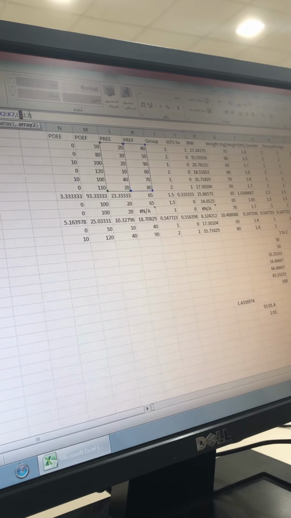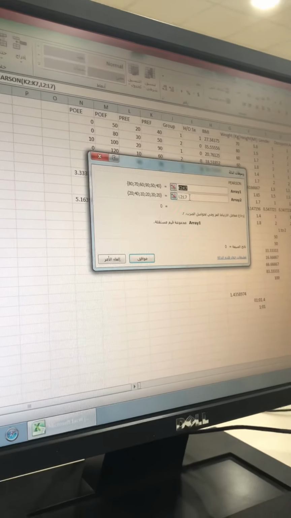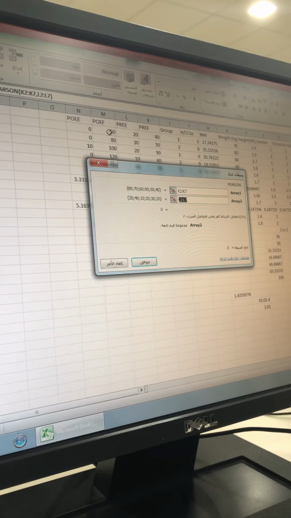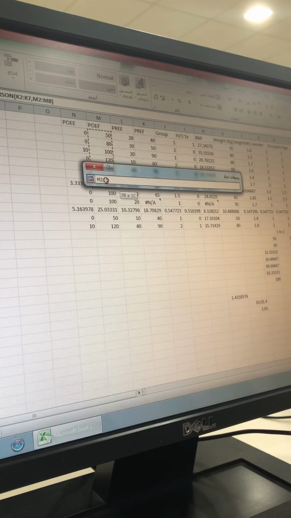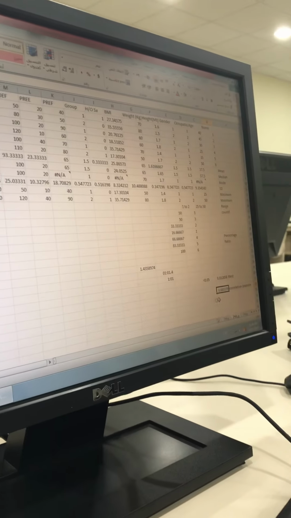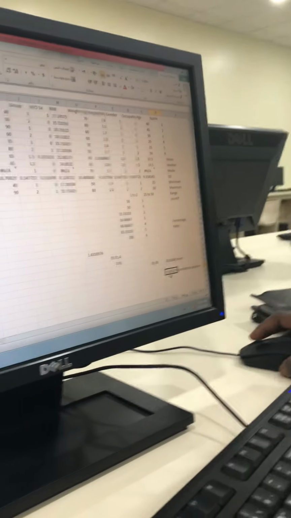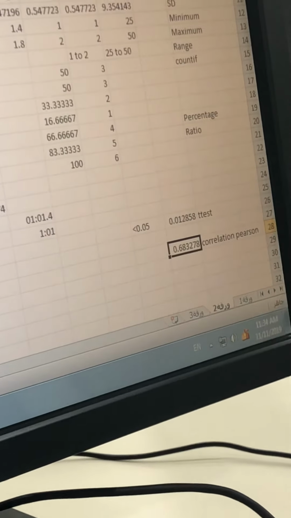Or we'll see with pre versus post what will happen. So now instead of pre, I will put post. Okay, see the correlation? That means 0.68. That is the correlation between pre versus post.